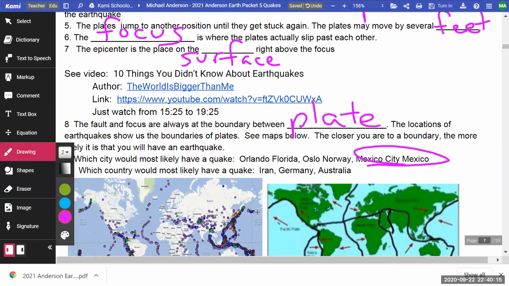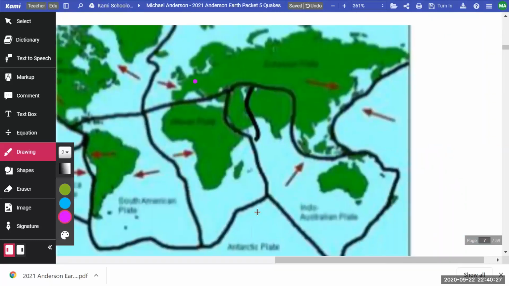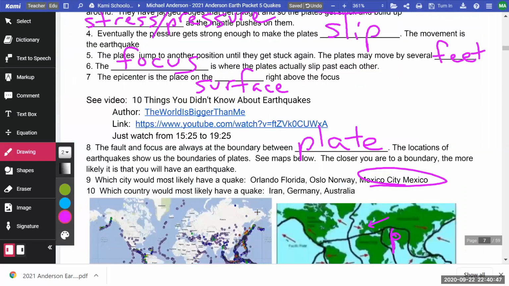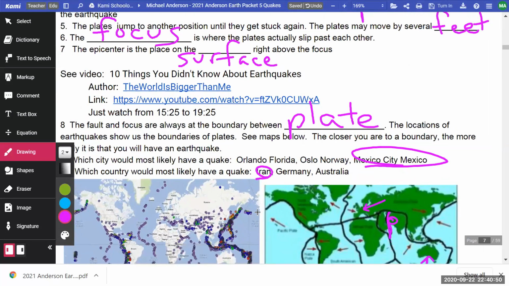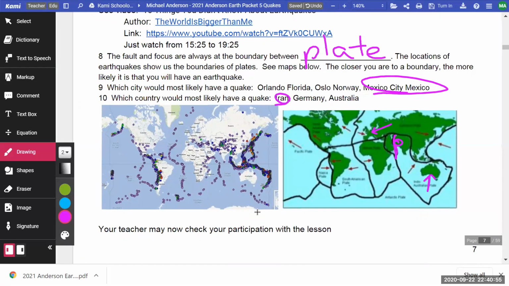Which country would most likely have a quake? Iran, Germany, or Australia? Okay, Germany is right here. Australia is there. And Iran is right about here. So it's Iran that's going to be most likely because it is close to this fault right there. And yes, Iran has had some severe quakes. I've never heard of a severe quake in Germany or Australia.